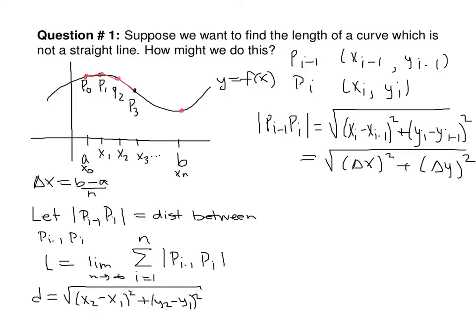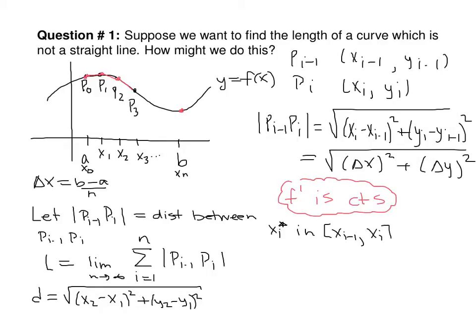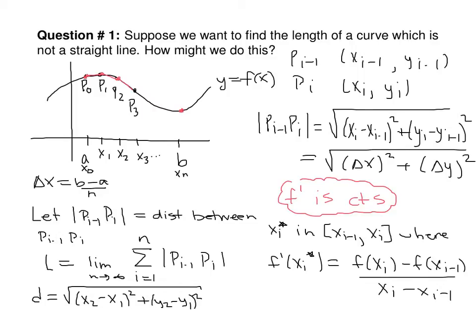In order to proceed, we have to make the assumption that f prime is a continuous function. That will be needed later on. And since we make this assumption that f prime is continuous, we can use the mean value theorem. And that tells us that there is some number, xi star, in the interval from x(i-1) to xi, where f prime of xi star is equal to (f of xi minus f of x(i-1)) over (xi minus x(i-1)).